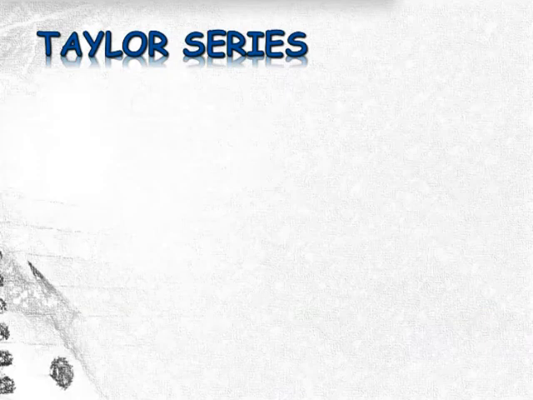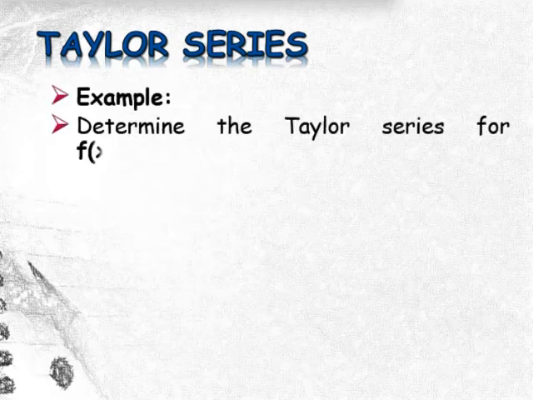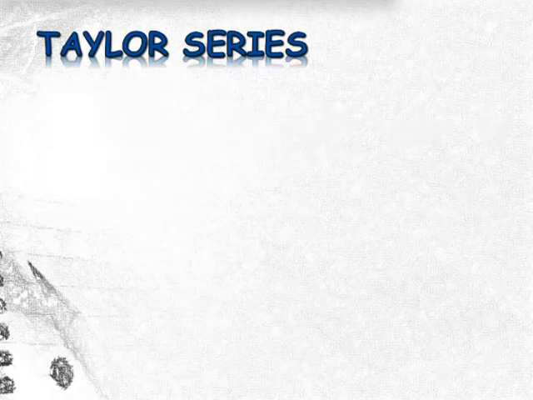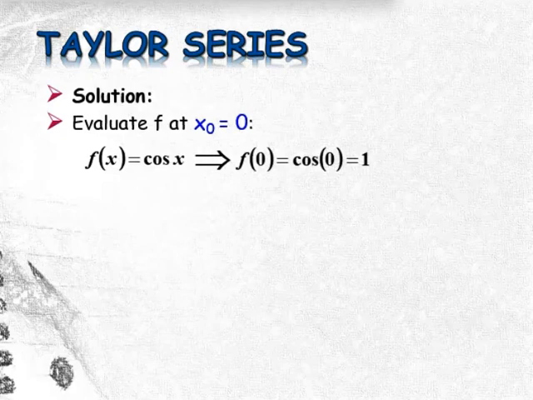Now, trigonometric functions can also be written in power series form using Taylor series. So let us determine the Taylor series for f of x equals cosine x about x sub 0 equals 0. So let us evaluate the function and the derivative at x sub 0 equals 0. So f of x equals cosine x implies that f of 0 equals cosine 0 or 1, meaning your a sub 0 is equal to 1.